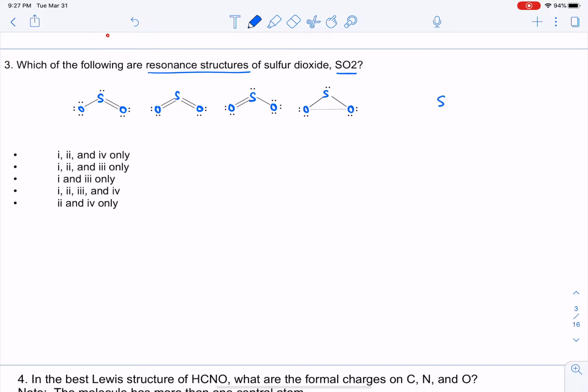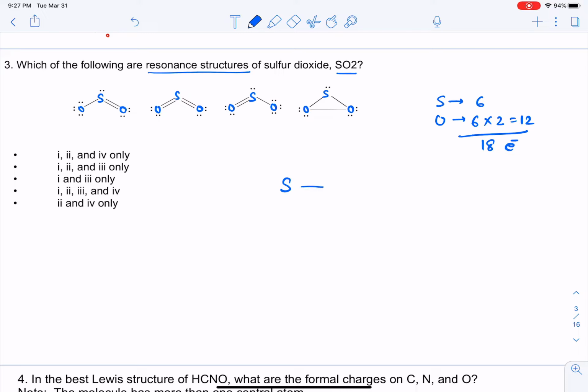Again, going on with the same method, S has 6, oxygen has 6 multiplied by 2 because we have 2 oxygens, that is 12, so you have 18 total electrons. Now S is the least electronegative, so you will keep S in the center.